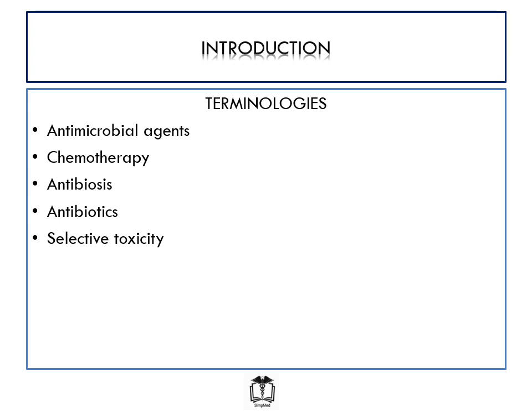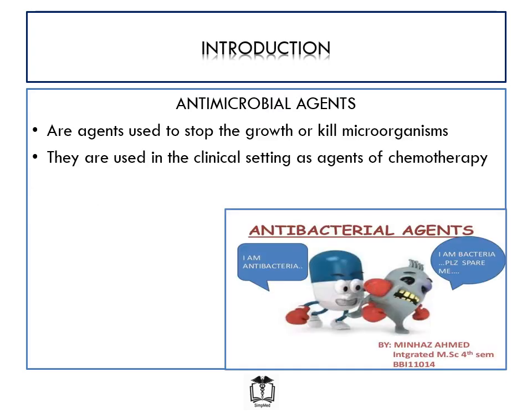As a form of introduction, it's important to note the definitions of important terminologies under the subject of antimicrobial pharmacology. First of all, we'll talk about the definition of antimicrobial agent, then talk about what we call chemotherapy, antibiosis, antibiotics, and selective toxicity. So an antimicrobial agent is a substance that is used to stop the growth or used in killing a microorganism, hence the name antimicrobial. They are used in clinical settings and they are usually grouped under the broad term chemotherapy.